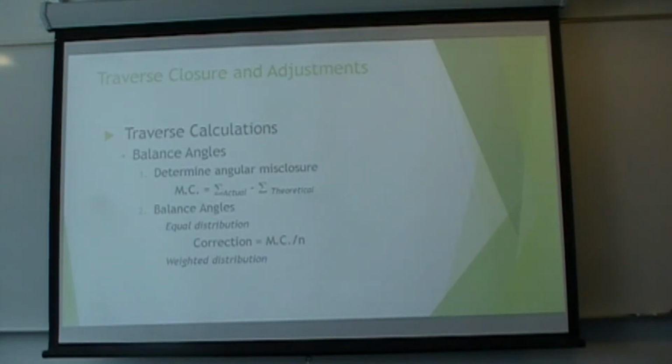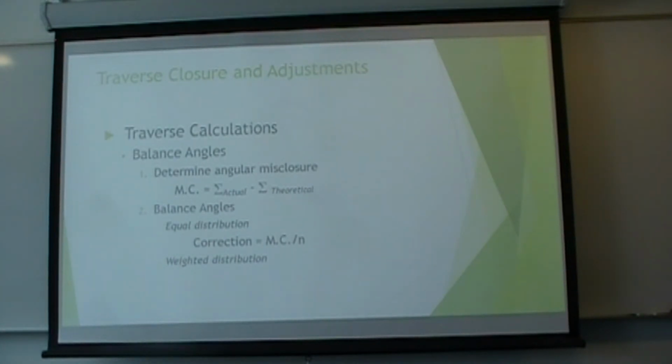So for traverse calculations, when we look at balancing angles, typically what we're saying is we're going to determine the angular misclosure. Basically we take the interior angles and sum them up, and we take a theoretical summation and subtract that. The theoretical sum, for those of you that don't remember, is n minus 2 times 180, where n is the number of sides or the number of angles, and that'll tell you what you should actually have. For instance, a 3-sided traverse, 3 minus 2 times 180 gives us a 180 sum. So that's how you're comparing them.